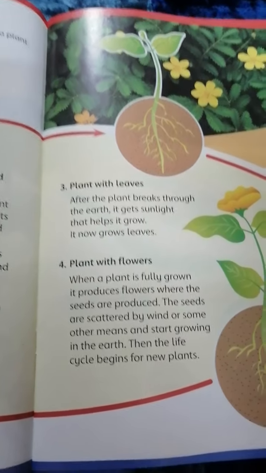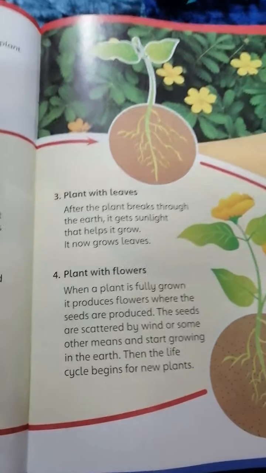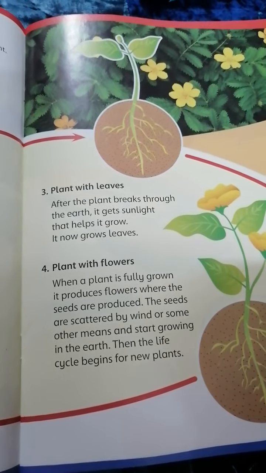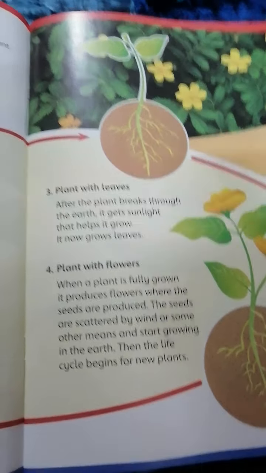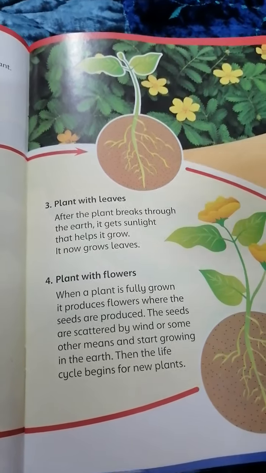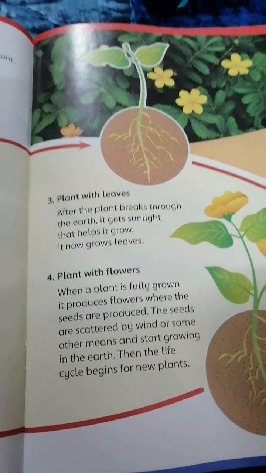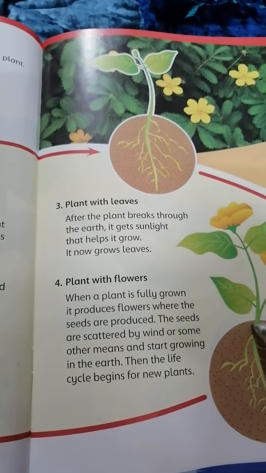It produces beautiful flowers, and seeds are produced inside the flowers, where seeds are scattered by wind and start growing in the earth. It means when the wind is blowing, all seeds are scattered on the surface of the earth, and it makes new plants over here, over there. So this is the life cycle of a new plant.